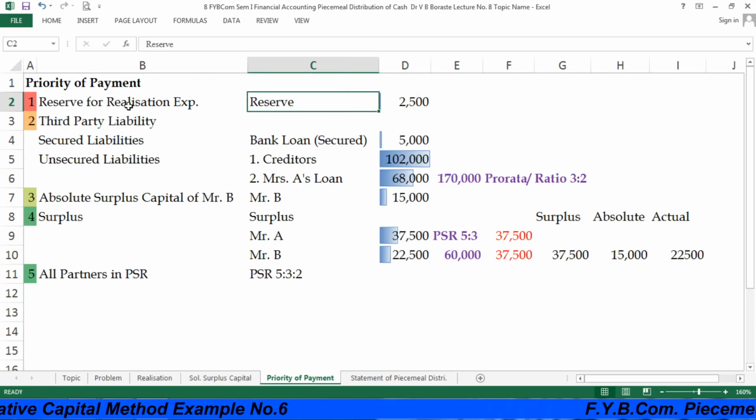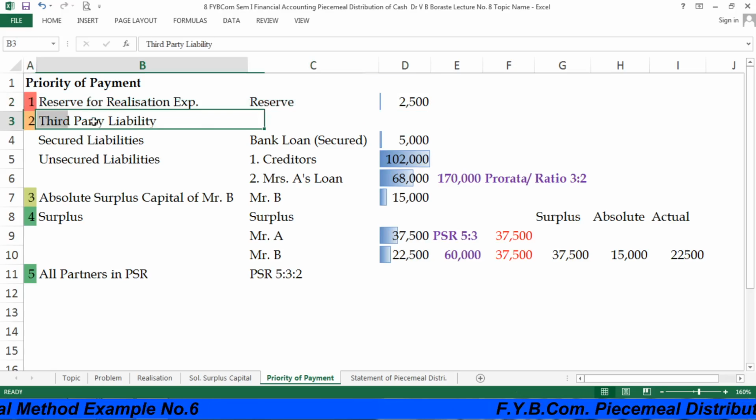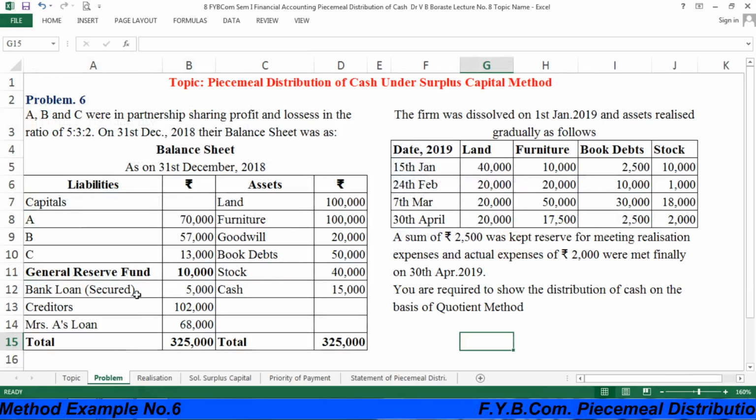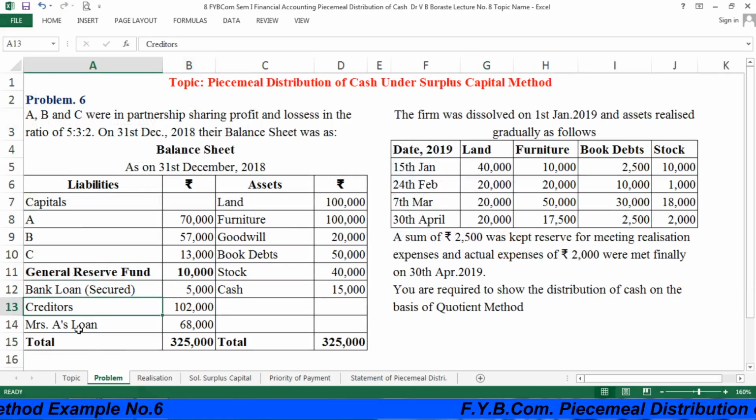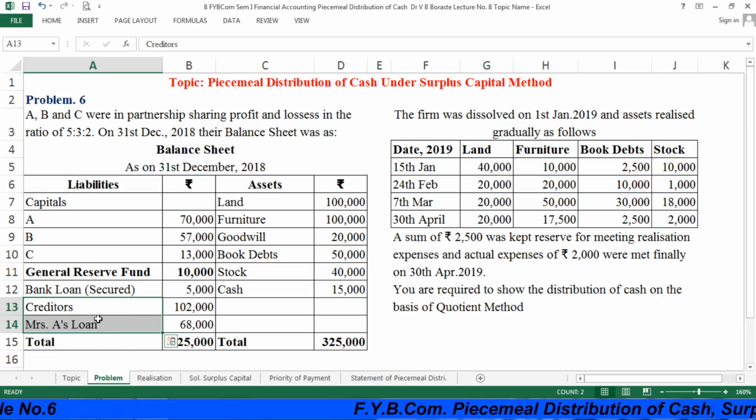As you know, in the first lecture I have already explained that for the priority of payment, general reserve has a right over all the liabilities. So first of all we have to pay general realization expenses. After the realization expenses, we can pay a third party liability. In our example, third party liabilities are bank loan, creditors, and Mrs. A. These are three third party liabilities, but we have to pay first of all the bank loan, that is secured, and after that we can pay creditors. And Mrs. A, the partner's wife, has given a loan to our partnership firm, so she is a third party from the partnership point of view.